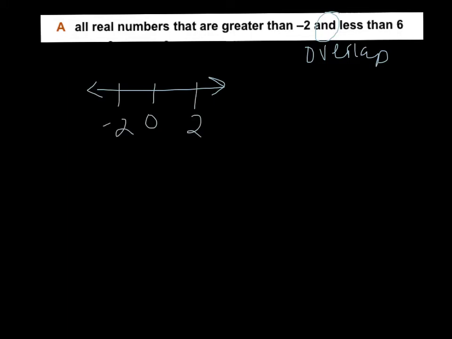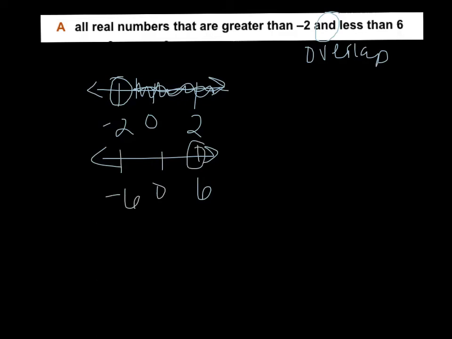Next one. This one we are using the word and, so we are thinking overlap. So let's go ahead and graph the two. All real numbers that are greater than -2. So my number line. Greater than -2, so we got -2, all over here. And then the next one is less than 6. So we got open, and less than is to the left. We're going to look at these and see where they are overlapping.